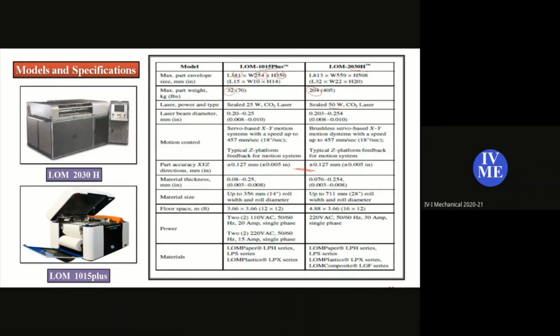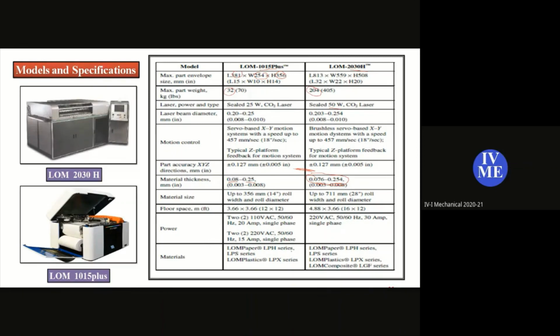As you see the material thickness, for the 1015 machine it is 0.08 to 0.25, whereas for the 2030 machine it is 0.076 to 0.254. I already told you in the previous class, when you decrease the thickness of the layer, it increases the accuracy of the final product. So here we have a good accuracy from the 2030, because the layer thickness is less compared to the LOM machine 1015.